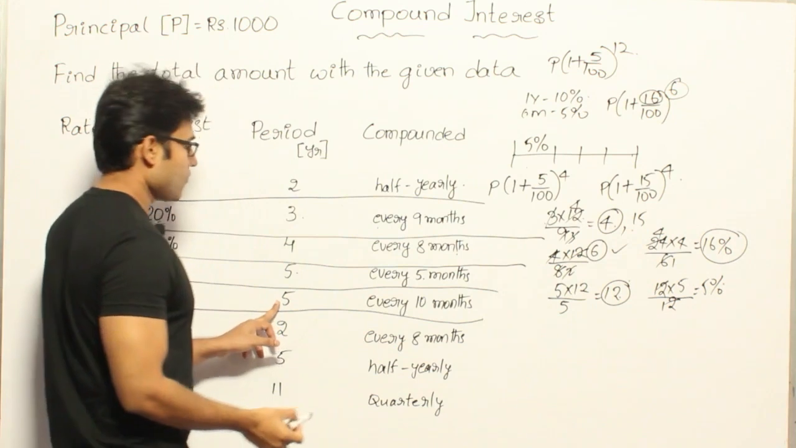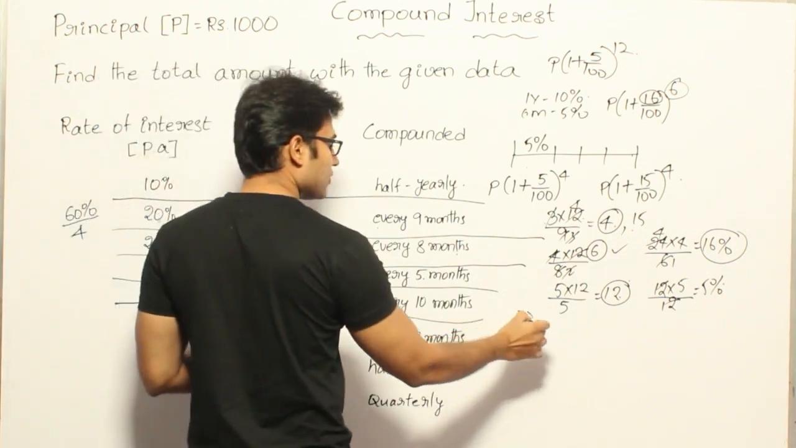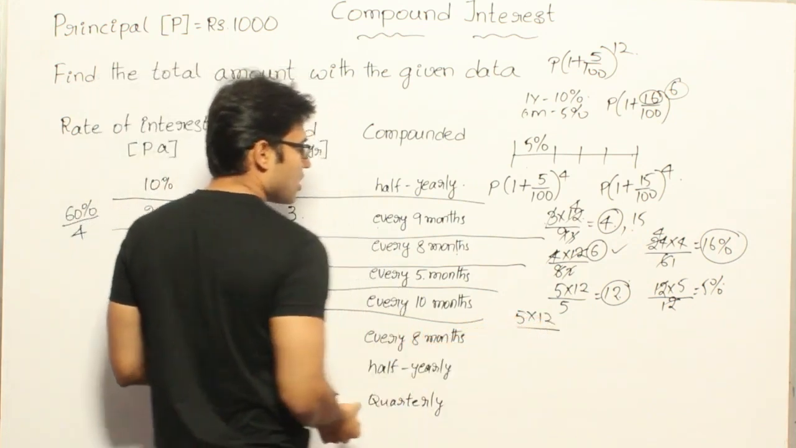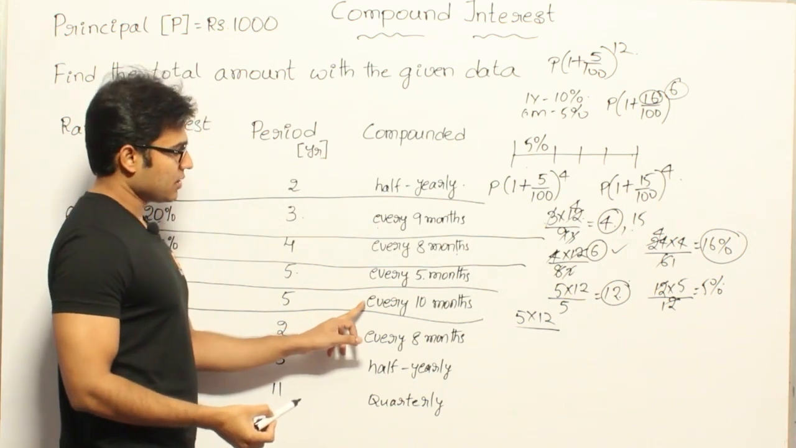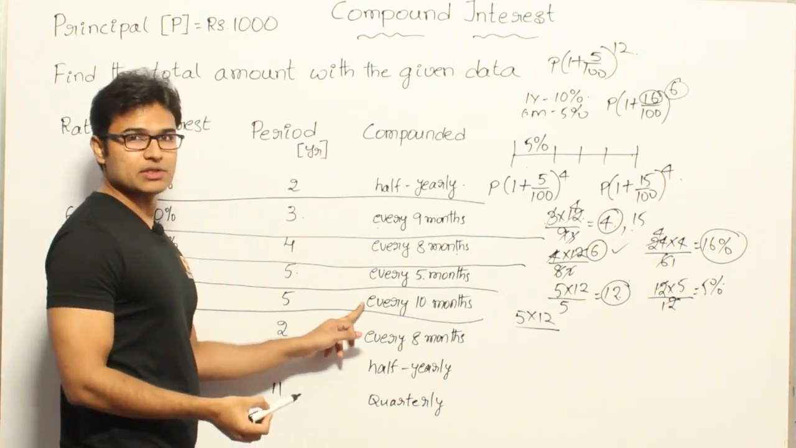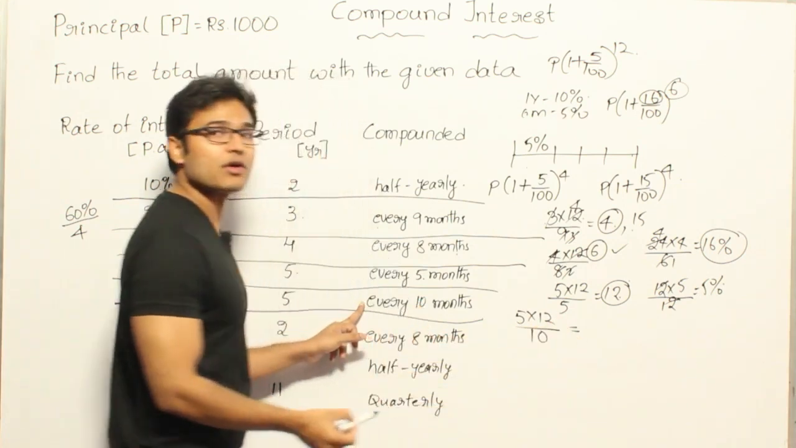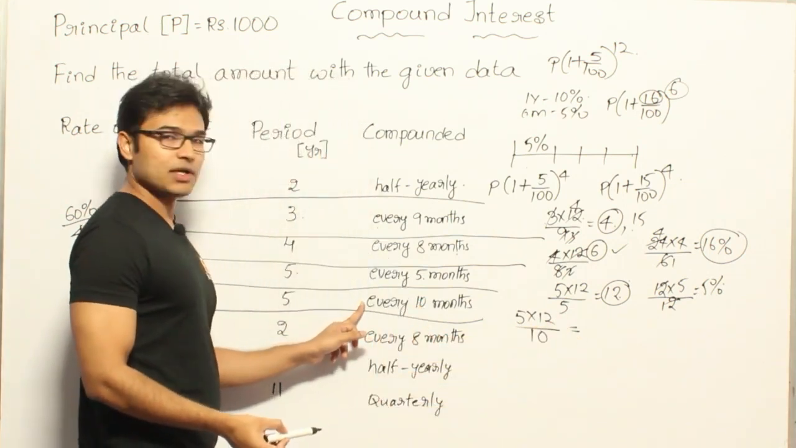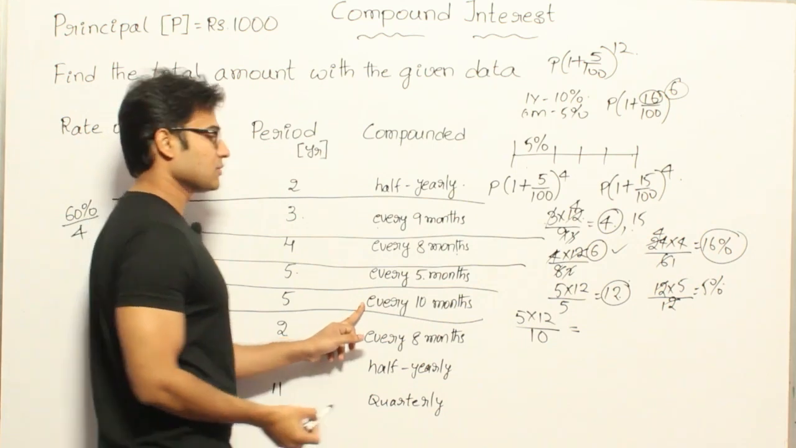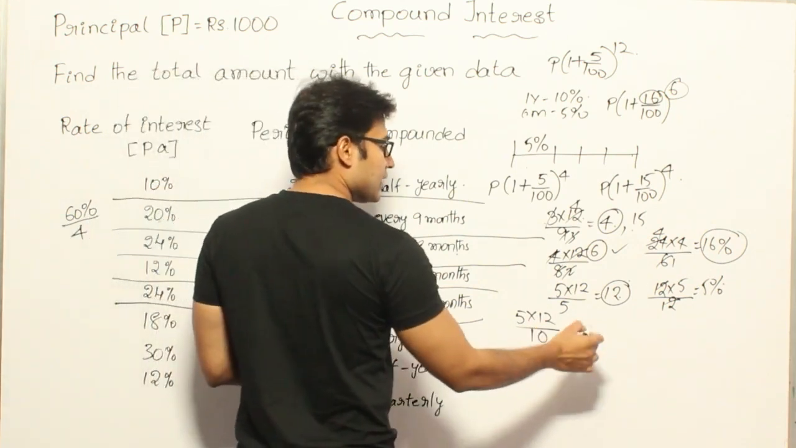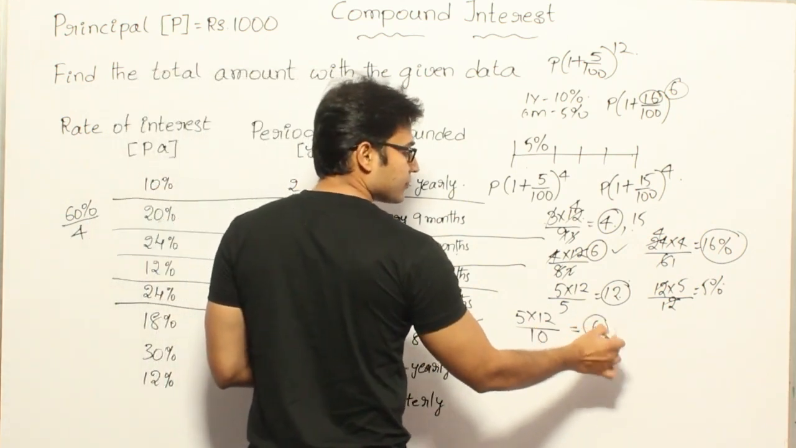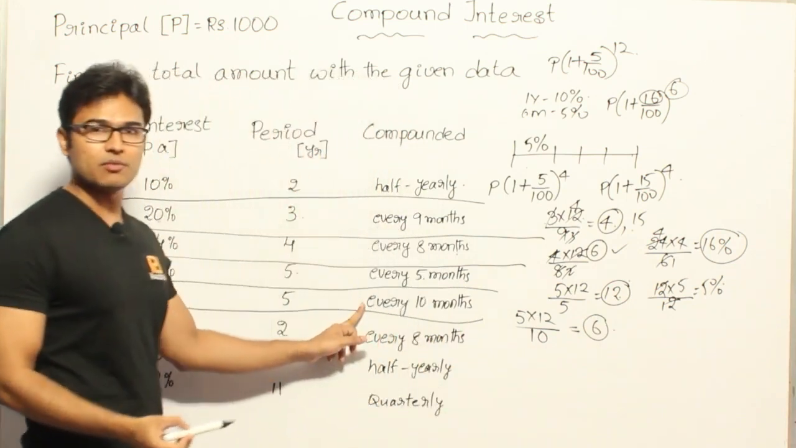So we have 5 years, which means 5 into 12 is the total number of months, and we have to divide it into slots of 10 months each. That is why divide by 10, then we get the number of slots, right? Why? N into 10 equal to 5 into 12. You get the number of slots. Now what is this? It is going to be 6. Got it? So 6 is the total number of slots.